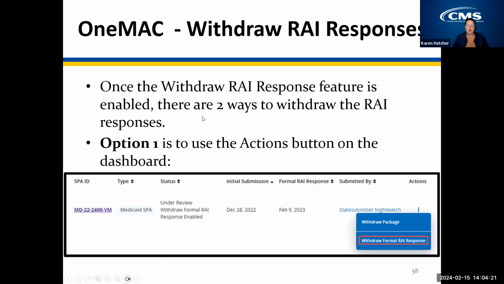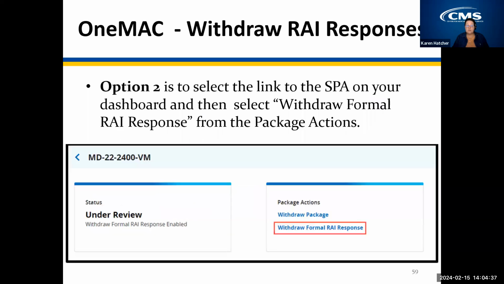Once the withdraw REI response feature is enabled, there will be two ways to withdraw the REI. Option 1 is to use the action buttons on the dashboard and then select Withdraw Formal REI Response. Option 2 is to select the link to the SPA on your dashboard and then select Withdraw Formal REI Response from Package Actions.